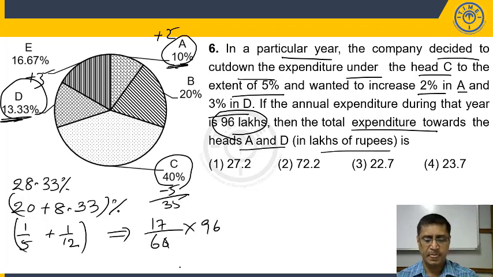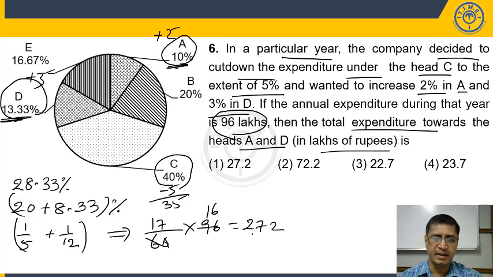Now simplify this. Okay, now simplifying this, what will you get? 6 goes exactly 16 times. 16 into 17, the result is 272 by 10. By 10 means just convert it to a decimal. So what is the result? 27.2 degrees. So what is the right choice here? The right choice is option number 1. Sorry, it is lakhs of rupees, not degrees. 27.2 lakhs of rupees. Okay.